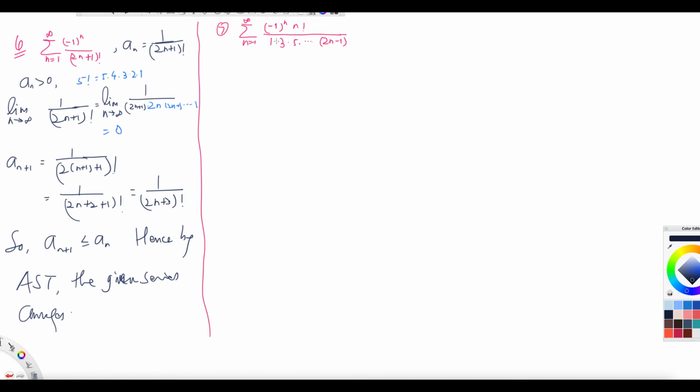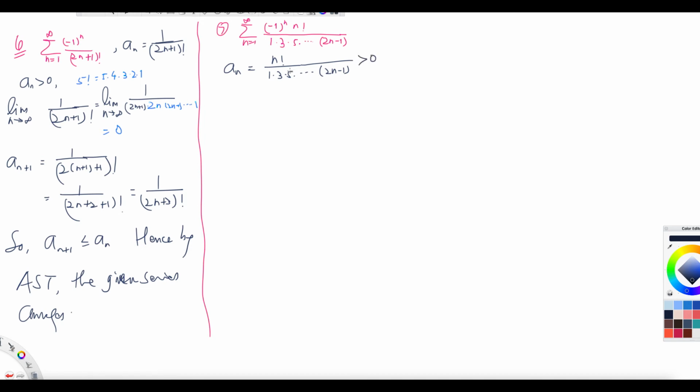Okay, so the next example I want to do is example number 7. This is also from the textbook. We have the series given as the sum from n equals 1 to infinity of (-1)^n times n factorial over 1 times 3 times, and so on. So what is our a_n then? a_n here is n factorial over 1 times 3 times 5 times up to (2n-1). You see that? That is a_n. So definitely a_n is positive for all n.